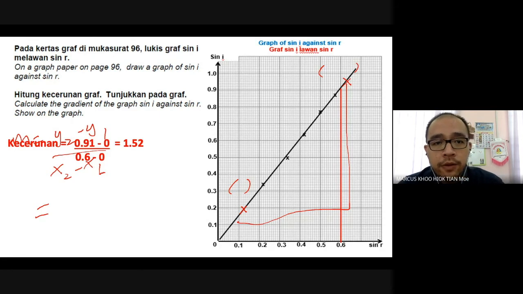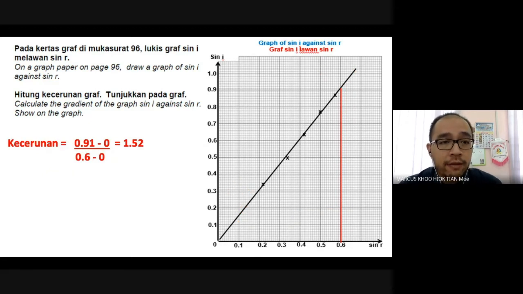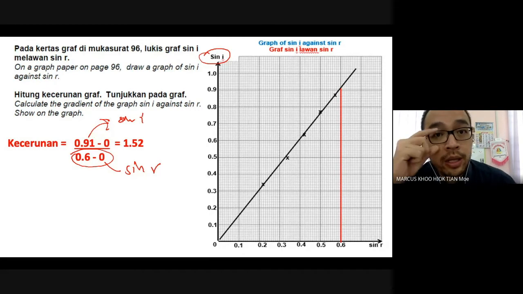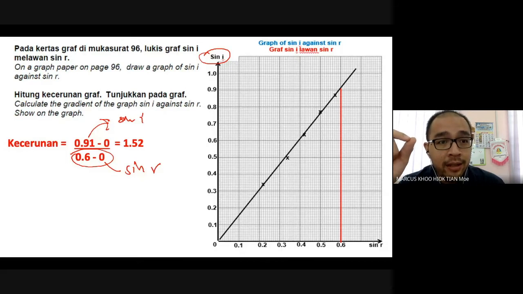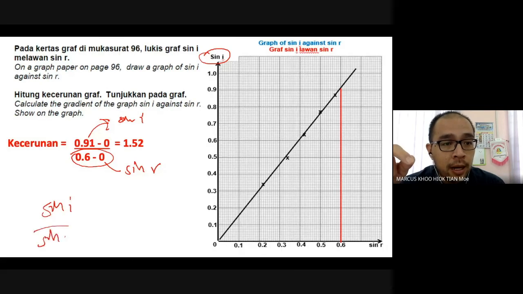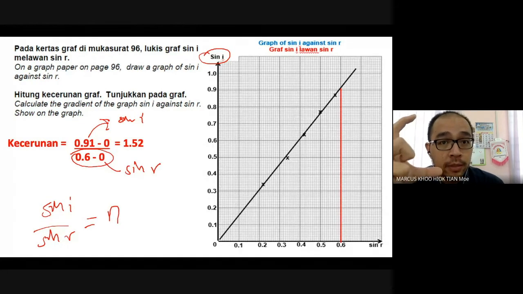So if you notice this graph, the y-axis of this graph represents sine i, and the x-axis of this graph represents the values of sine r. So this is a very important thing. Why do we do this graph? Because we use this graph to calculate the gradient. And since the gradient equals sine i divided by sine r, and we have learned previously that sine i divided by sine r is the formula to calculate the refractive index of the material.